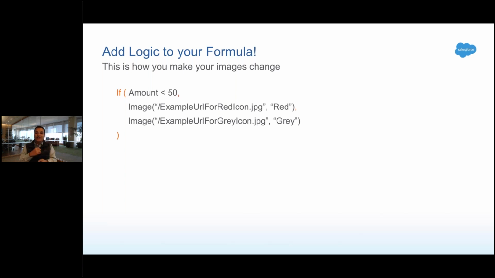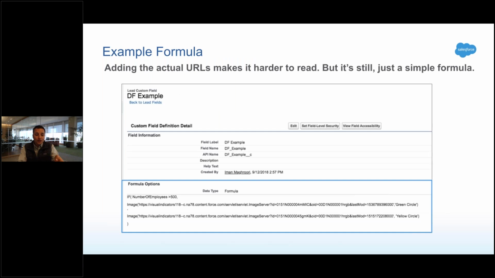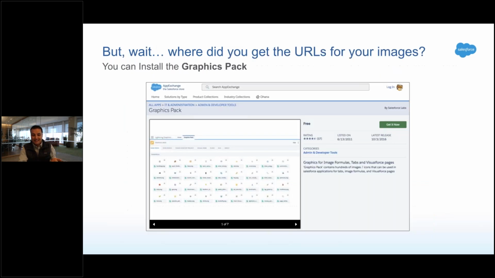If it's this industry, this state, that state, whatever, you write some ifs, and this is how you make it change color. Now, when you actually add your URL in here for the image, the thing's going to look much longer, and so it's going to be a little bit harder to read, but it's still the same simple formula. It's still, if they have more than 500 employees, show the green circle. If they don't, show the yellow circle. It looks more complicated because my URL is more complicated, but that's it.